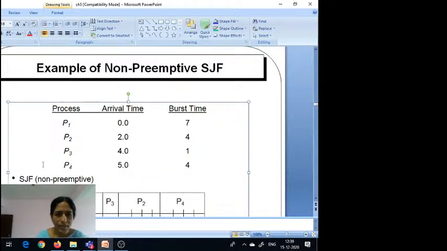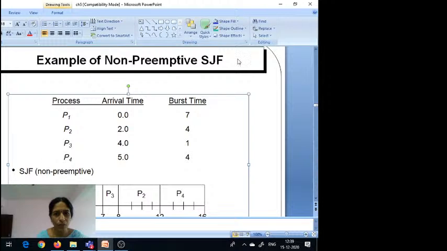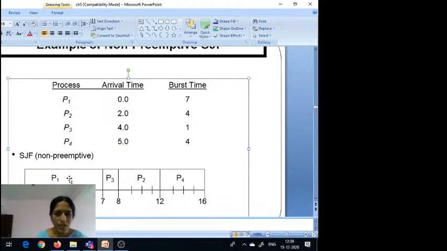Okay, next, this is the example for non-preemptive shortest job first. These are all the burst times, these are all the arrival timings, and these four are the processes. Now see the Gantt chart here. On this Gantt chart, this is the time unit. At the 0th arrival time, which process enters into the CPU? That means this process.